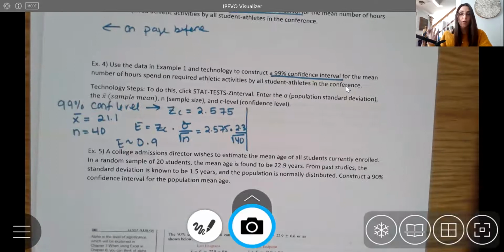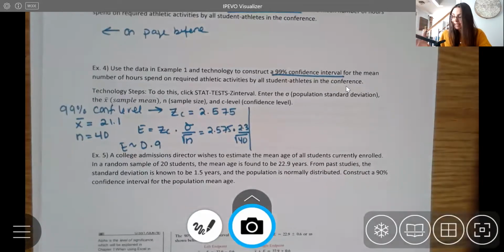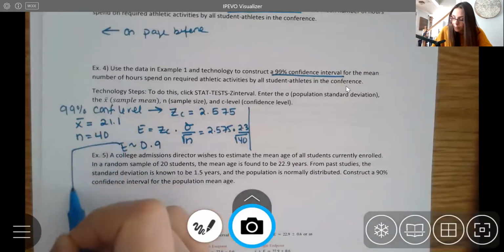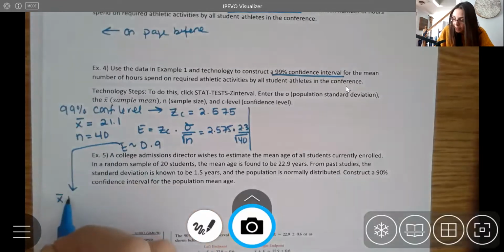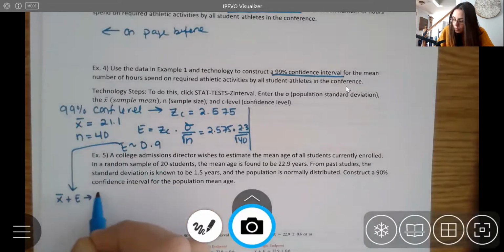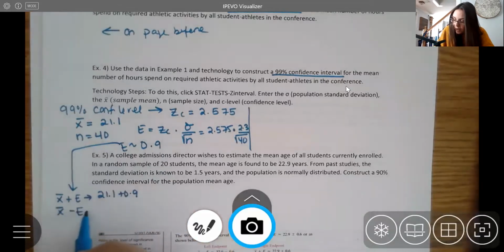Now we want to do the full confidence interval. So I'm running out of room. I'm just going to come down here a little bit. So we're going to take that mean and we're going to add the error. So 21.1 plus 0.9. And then we're going to take that mean and we're going to subtract the error. So 21.1 minus 0.9.